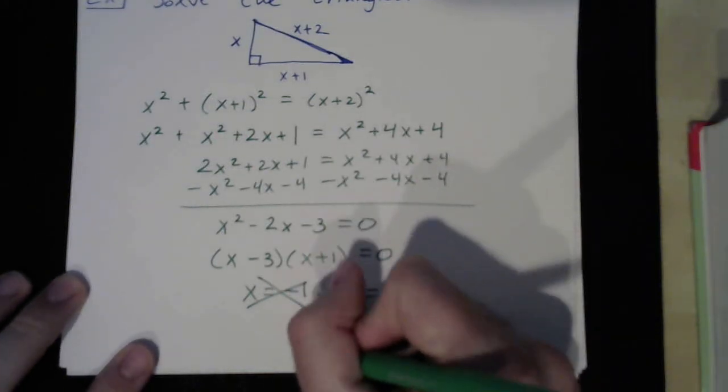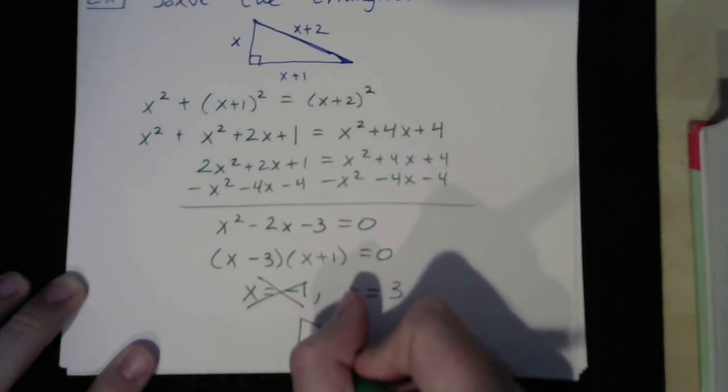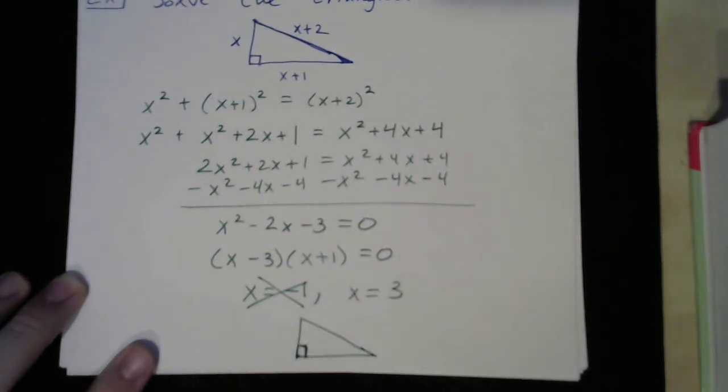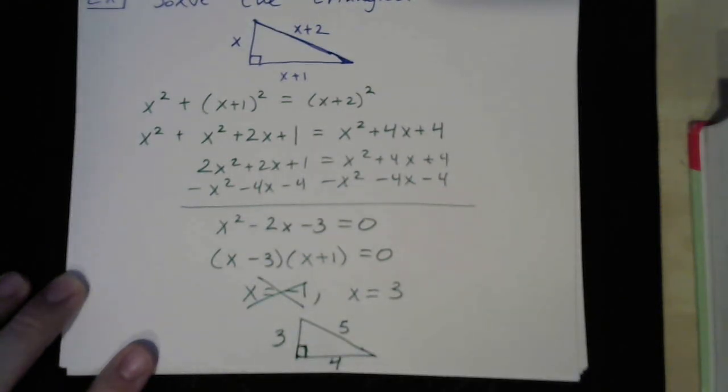So the sides of our triangle, again, pretend I can draw triangles, would be 3, 4, and 5. And now the triangle is solved.